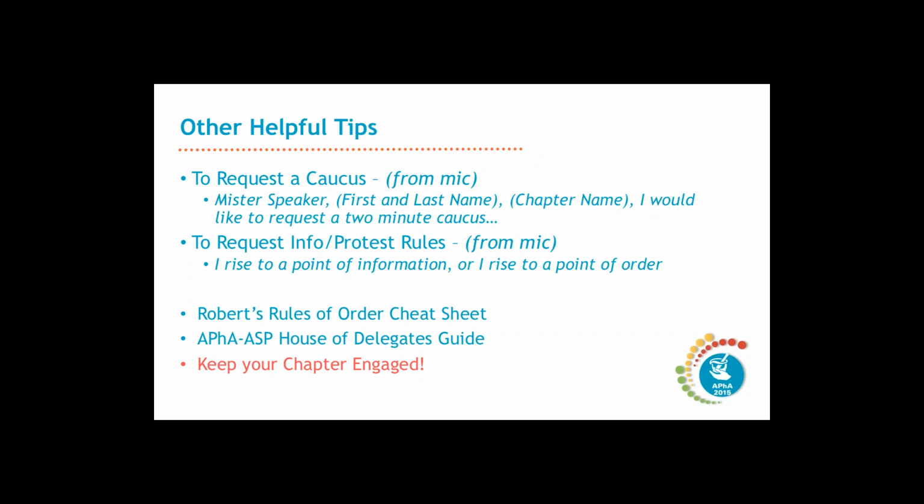You can also request info or protest the rule. And that will be done from the microphone by saying, I rise to a point of information or I rise to a point of order. At that point, information will be provided and your specific questions and requests will be addressed. So again, there are quite a few resources available on the APhA-ASP House of Delegates website. They include the APhA-ASP Rules of Order, the Roberts Rules of Order cheat sheet, and the APhA-ASP House of Delegates guide.